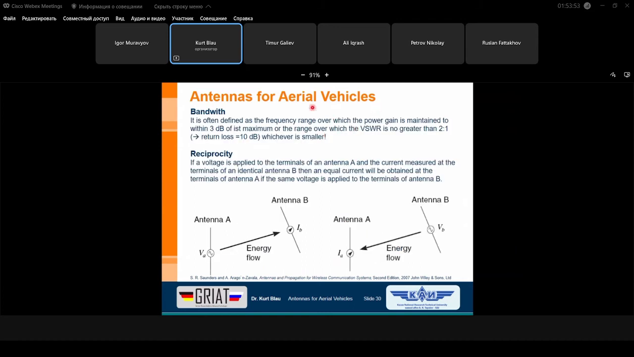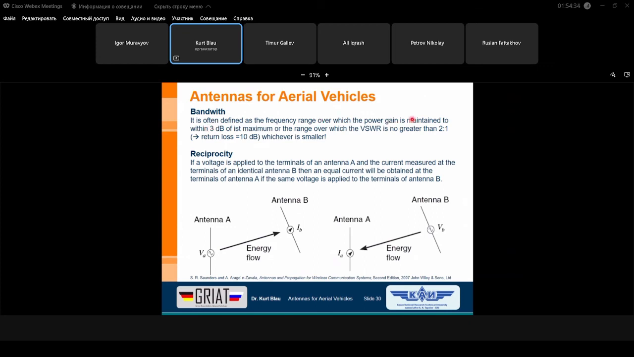Then we have some other interesting figures of merit, let's say measures which characterize an antenna. First of all, a very important parameter is the bandwidth, and this is often defined as the frequency range over which the power gain is maintained to 3 dB, but this is very old. You know, 3 dB is again a loss of half the power.